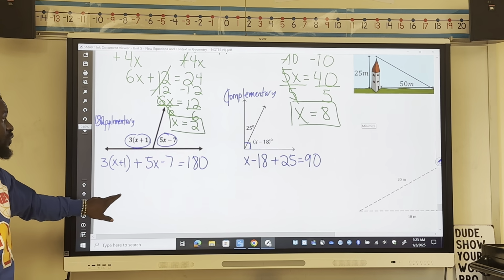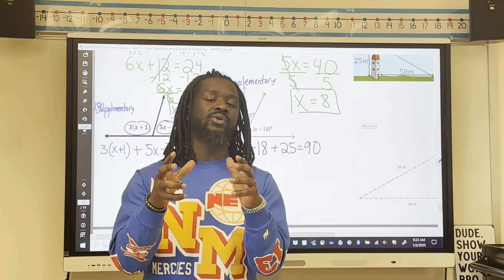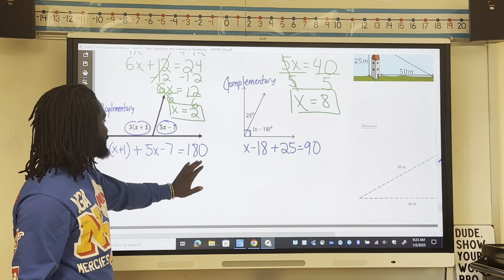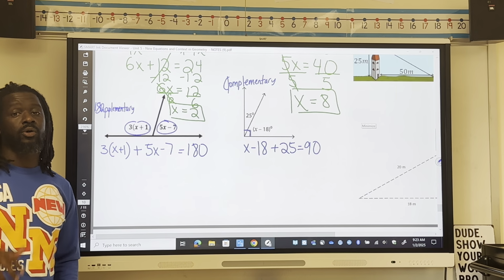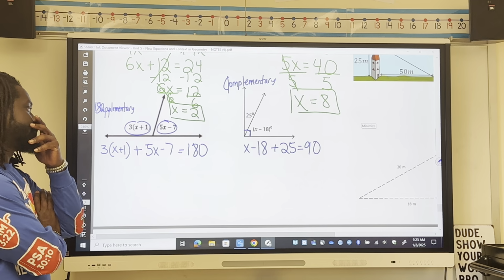And so for these two, I have set both of them up. I want you to pause the video, and I want you to attempt to solve for the x on your own. All right. So pause the video and see if you can solve these two problems.